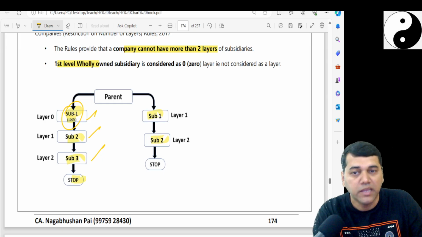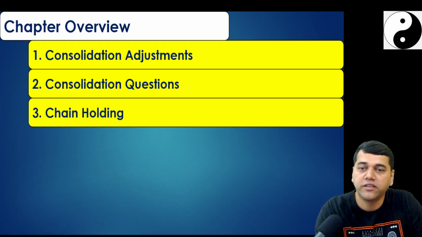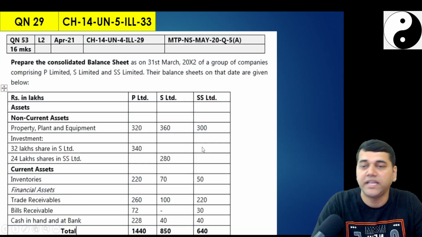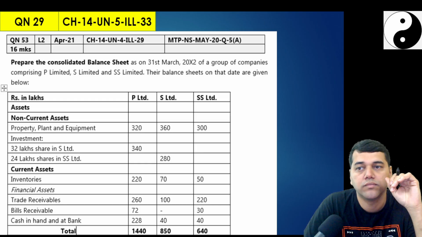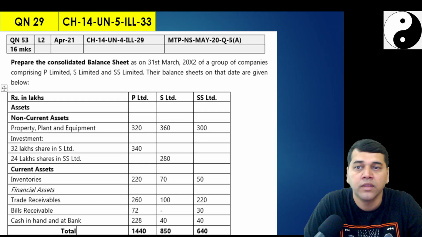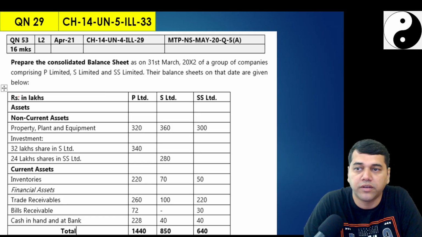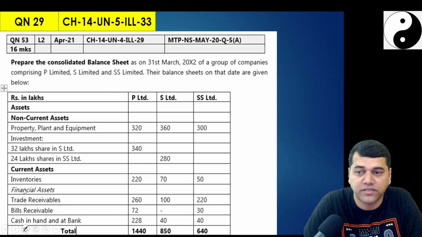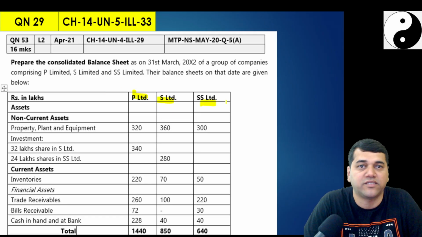Yes, so now we will solve the problem. I hope the basic part is clear to you. So take out question number 29. Understand this question because it is the same as the previous question. Prepare the CFS of group companies P and S. Their balance sheets have been given. They have given you individual SFS of P, S and SS.